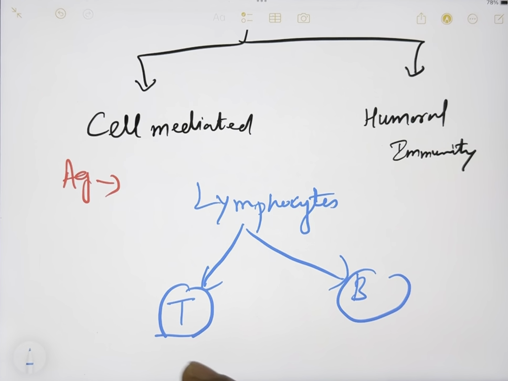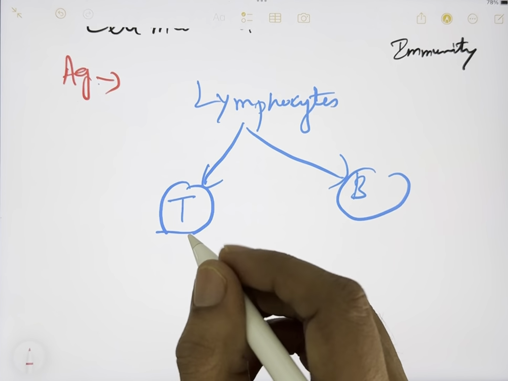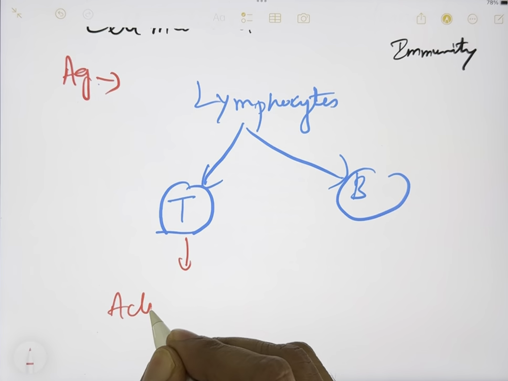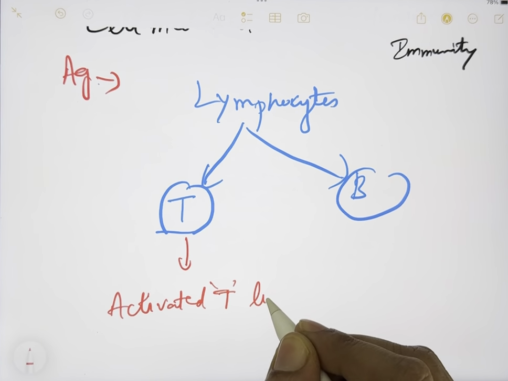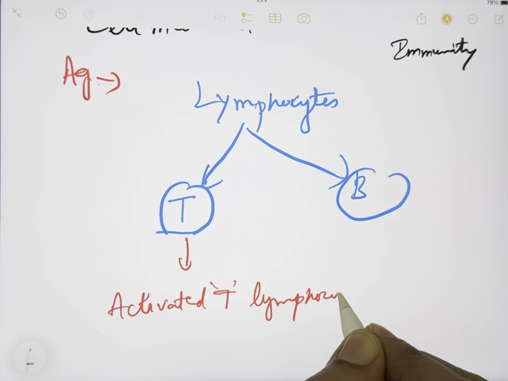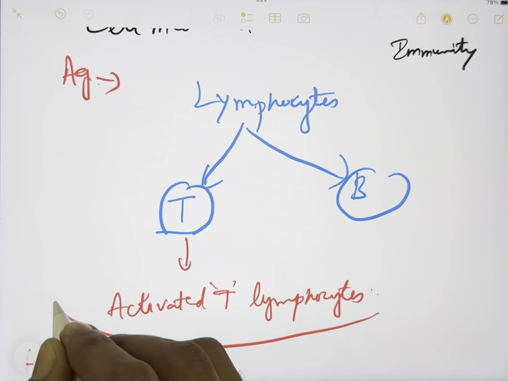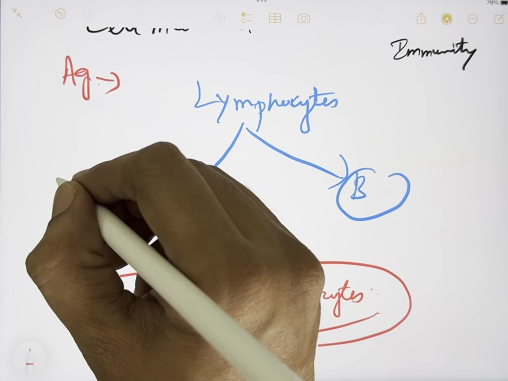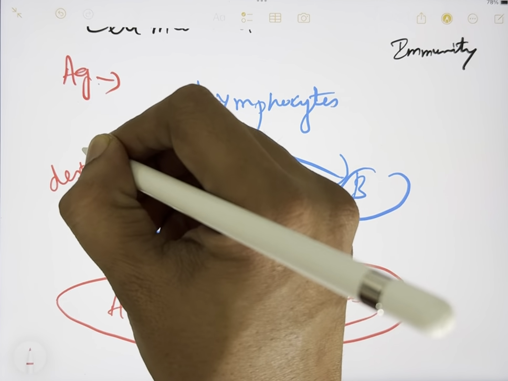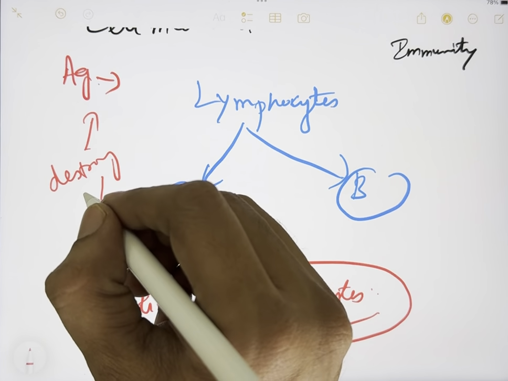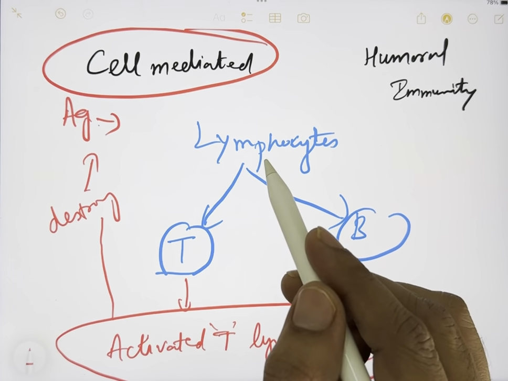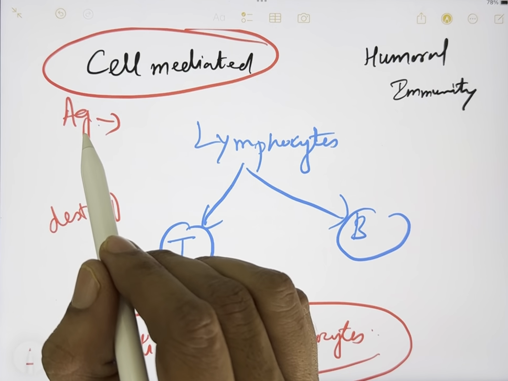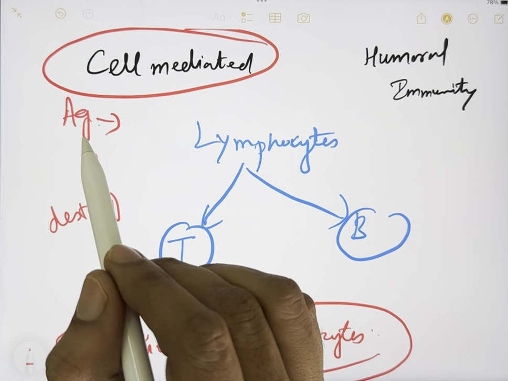Whenever the antigen stimulates the T lymphocytes, there is production of activated T lymphocytes, and these activated T lymphocytes ultimately kill or destroy the foreign antigen. That mechanism is known as cell mediated immunity. That is, when an antigen enters, T lymphocytes are activated, and ultimately they destroy the antigen. How exactly, we have discussed previously.